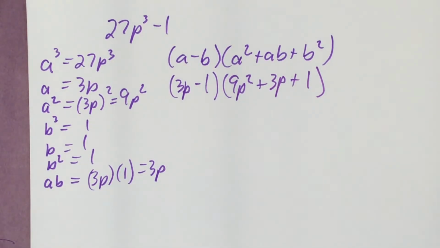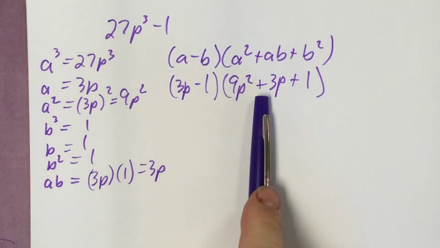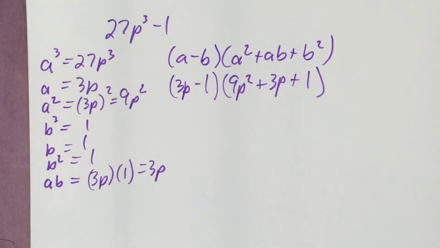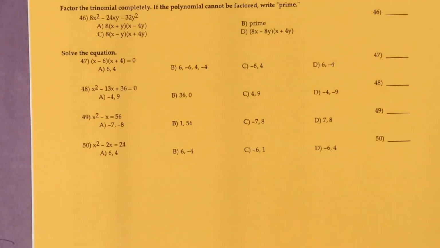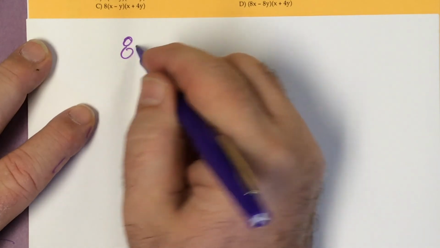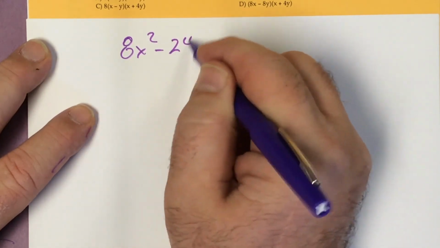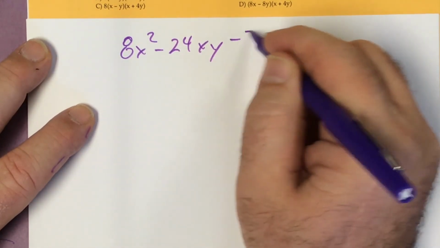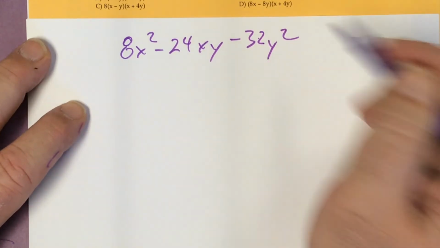So recall what I mentioned about the difference between these 2 formulas just being the signs that are here and here. Otherwise, the formulas for the sum and difference of perfect cubes are identical. And we have 5 more questions to go. 46. We're now asked to factor the trinomial completely. So we have one more of these to try to work through. So we have 8x squared minus 24xy minus 32y squared.